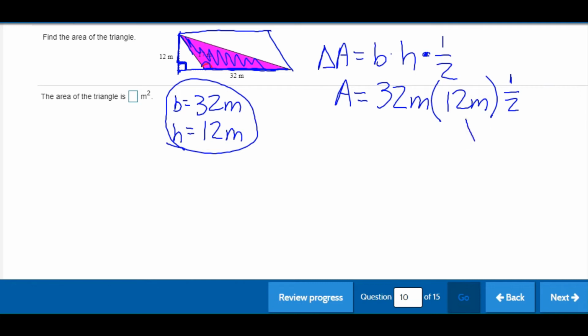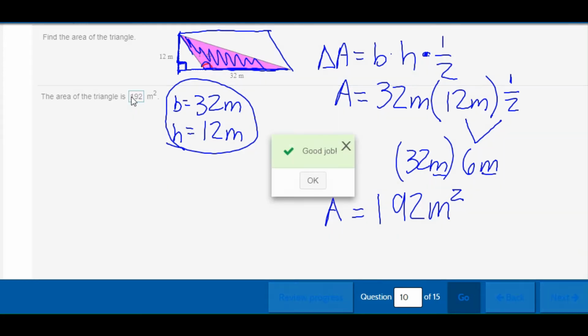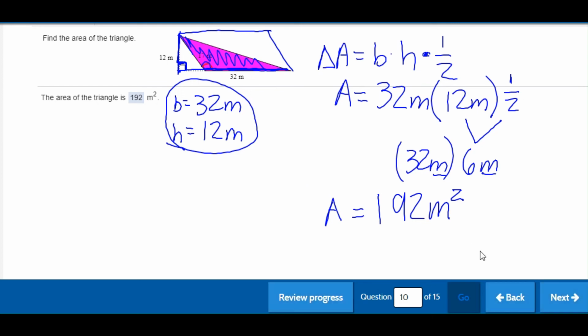So I'm going to do half of 12 first, which is 6 meters. And then I'm going to multiply that by 32 meters. And then I have to do 32 times 6, which is equivalent to 192. And meters times meters is meters to the second power. So the area of this obtuse triangle is 192 meters squared, or square meters. 192 square meters. And then I'm going to go to the next question.